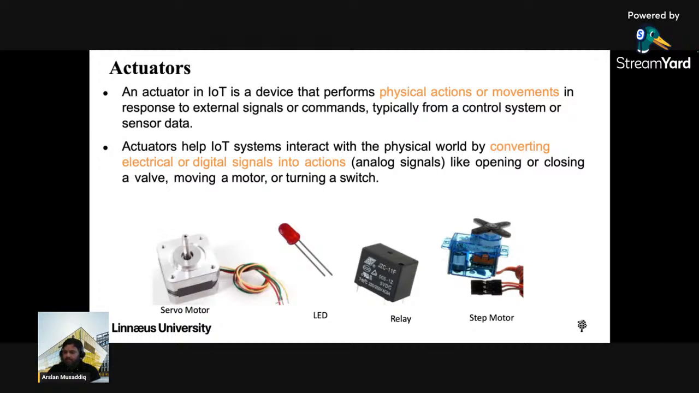For example, an actuator can open or close a valve to regulate the flow of water or gas. It can move a motor to adjust the position of a robotic arm. It can turn a switch on or off, controlling lights or other devices. And here we have some images of the most common examples of actuators, which include servo motors, LEDs, relays, or step motors. Actuators play a vital role in enabling IoT systems to take meaningful actions in the real world, making them truly interactive and functional.